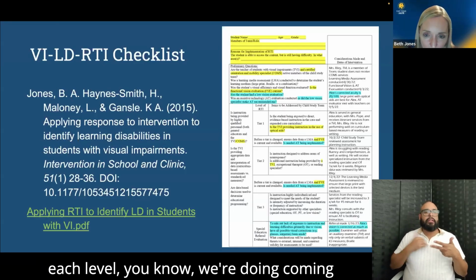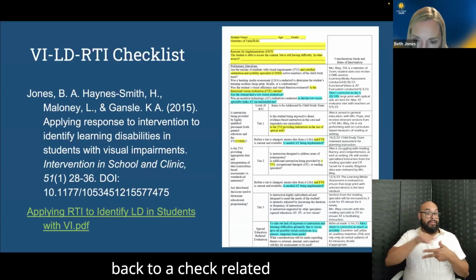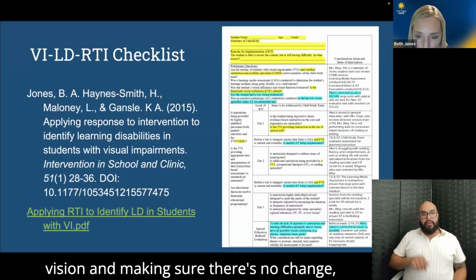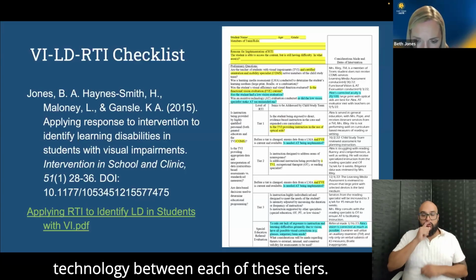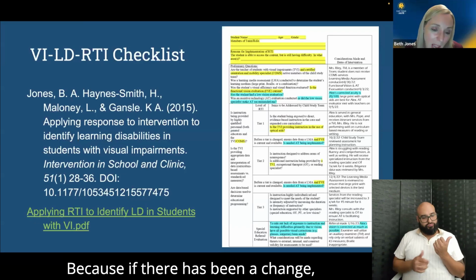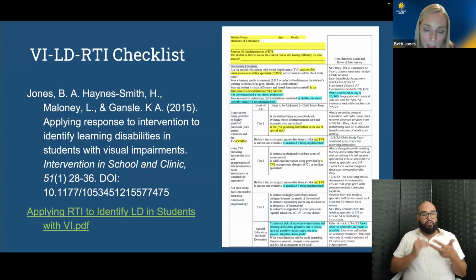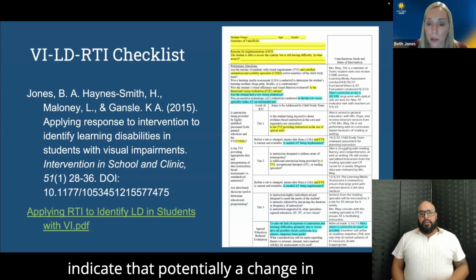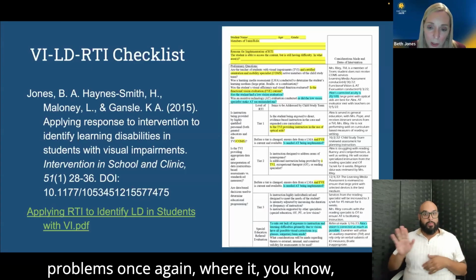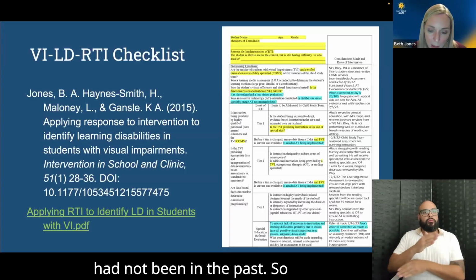But between each level, we come back to a check related to the LMA and the functional vision, making sure there's no needed change in assistive technology between each of these tiers. Because if there has been a change, then that could indicate that potentially a change in vision is causing some of the learning problems once again, where it had not been in the past.